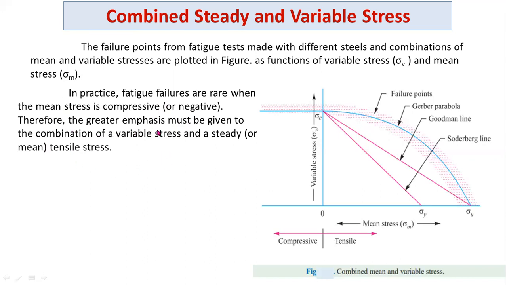Therefore, the greater emphasis must be given to the combination of variable stresses and steady tensile stresses. Most of the failures are formed due to tensile stresses, variable tensile stresses. That's why I consider tensile stress.